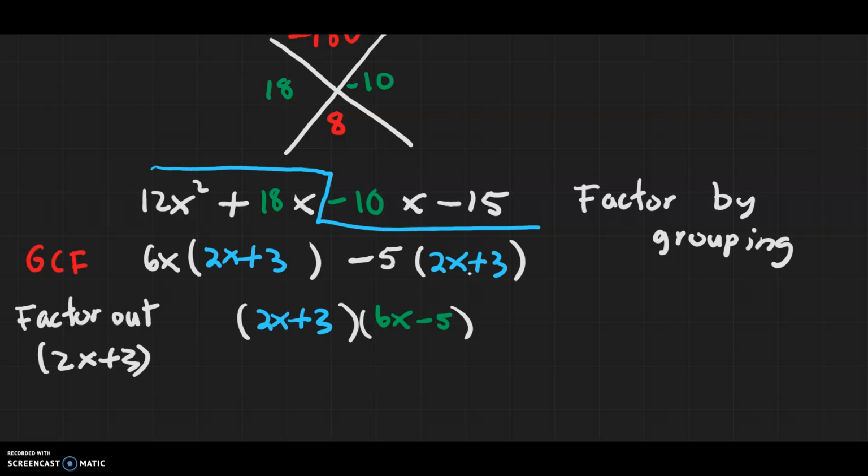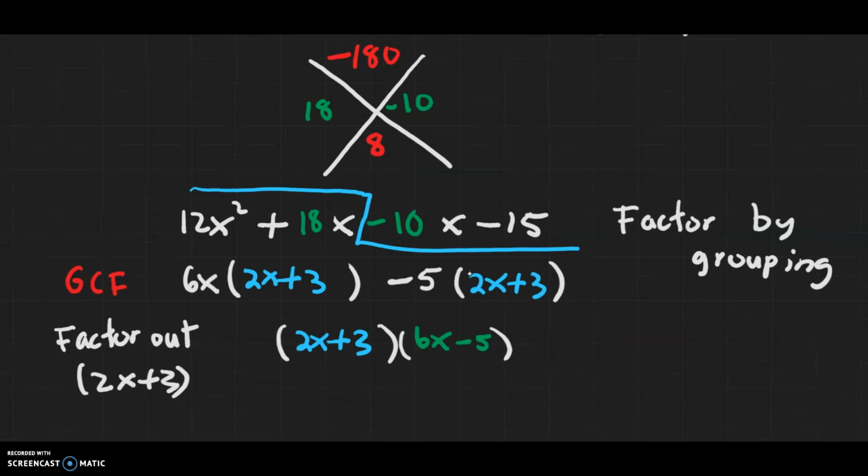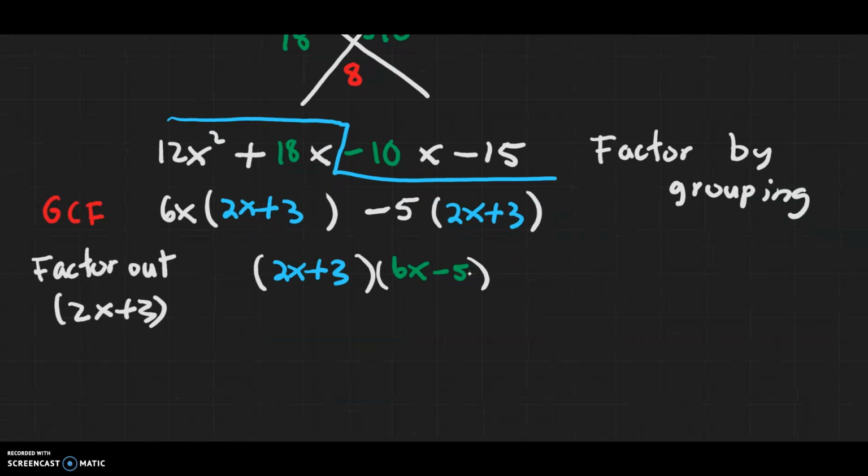So there you have your factorization of 12x squared plus 8x minus 15. Remember, that's what we started with in the beginning. So these, 2x plus 3 and 6x minus 5, are actually called linear factors. They're called linear factors because individually, if you were to graph y equals 2x plus 3, that would be a straight line. And y equals 6x minus 5 would be a straight line as well. So those are called linear factors.